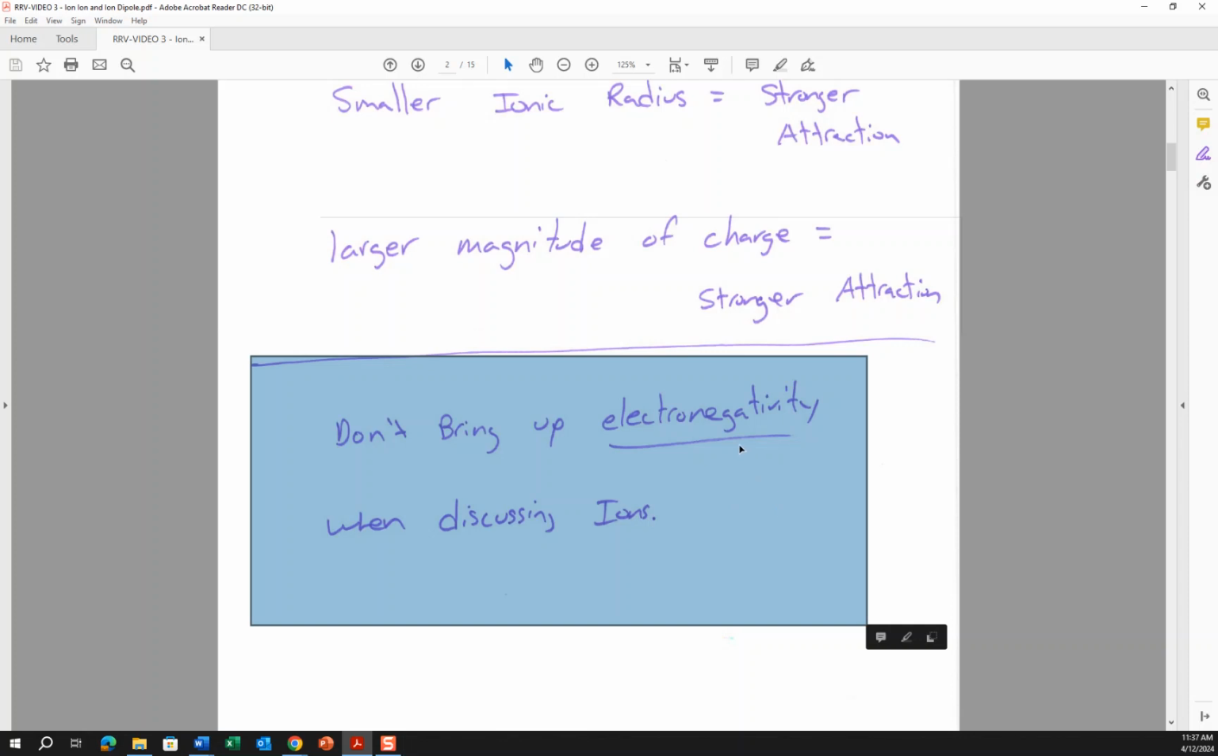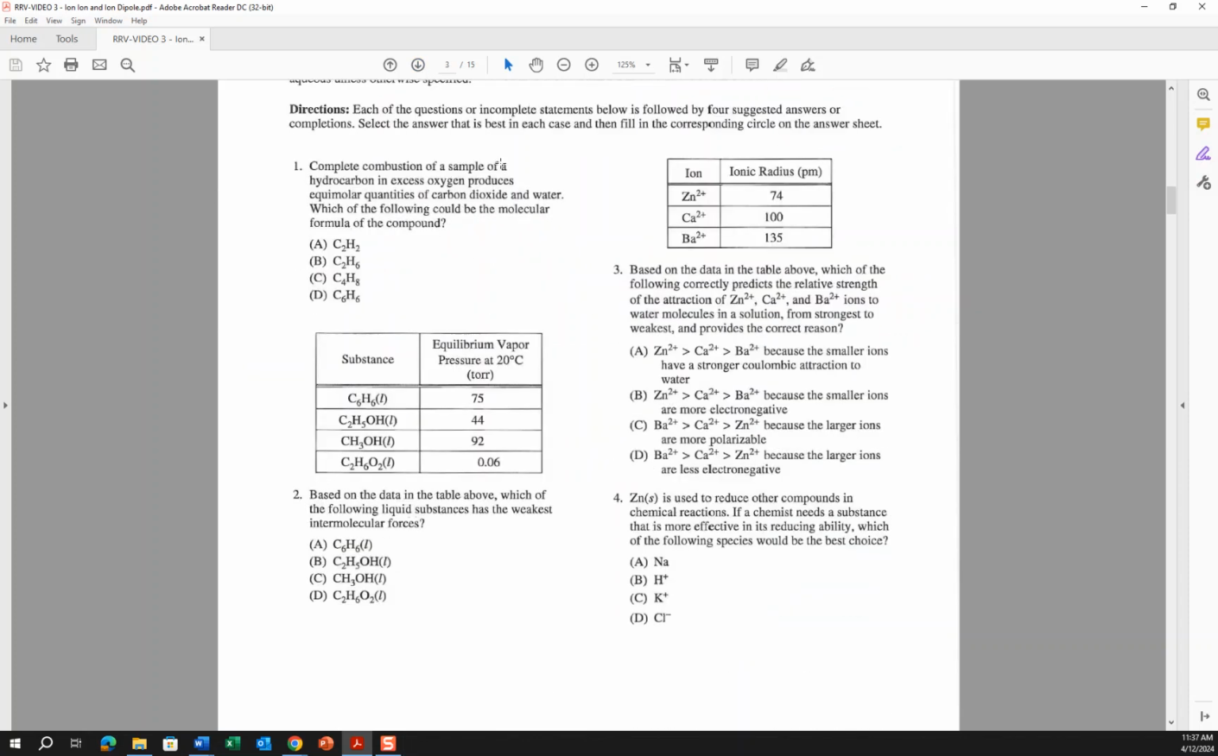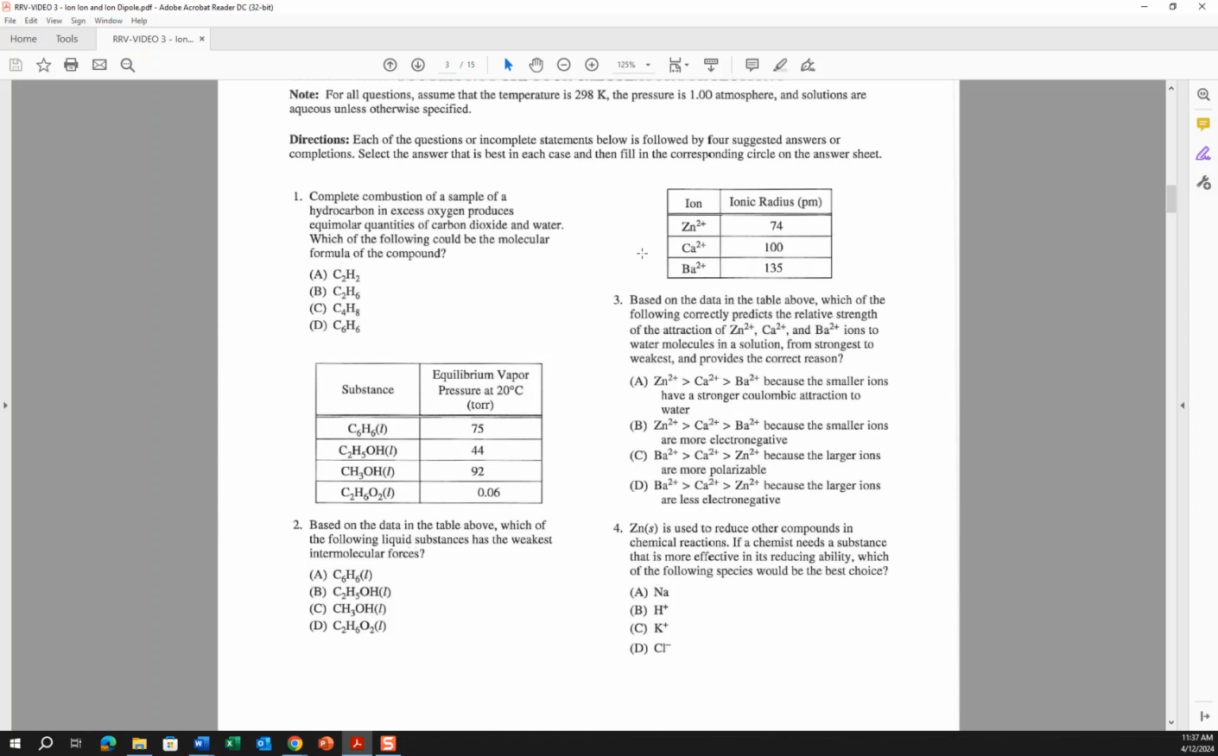All right, so let's just look at some multiple choice questions. So here we have a chart of ions, and they want us to rank them in order from strongest interaction to weakest interaction with water. So we're looking at the strongest ion-dipole moments, and they all have +2 charges. So they all have the same magnitude of charge, but they have different radii. So the zinc is the smallest one, so that would be the strongest interaction, and barium is the biggest one, so it would be the weakest interaction.